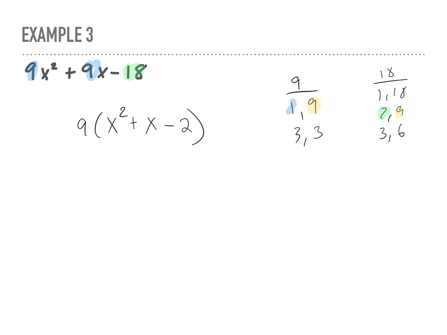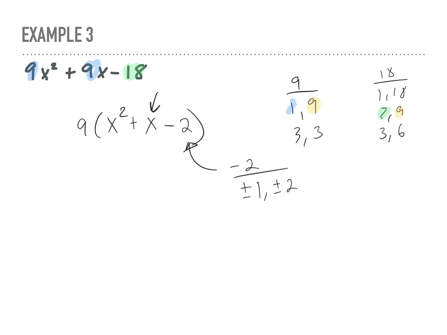Now, how can I factor this equation? Remember, they have to multiply to this number. So they have to multiply to negative 2. So your factors are either going to be plus or minus 1 and plus or minus 2. How do I know which is which? We want to make sure they add up to this factor, which is positive 1.